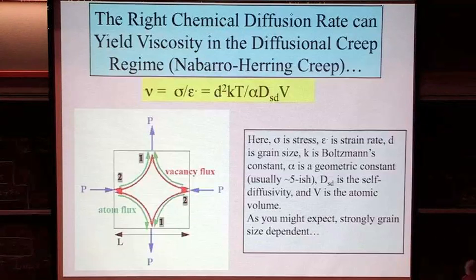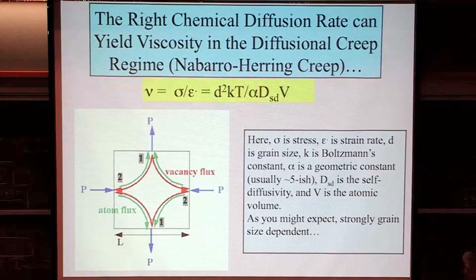Okay. So the one thing is that the right chemical diffusion rate can also yield viscosity in a diffusional creep regime. That's Nabarro-Herring creep, where viscosity is equal to stress over strain rate. And that's equal to the grain size squared, which is an interesting dependence, times Boltzmann's constant times temperature, divided by a geometric constant times the self-diffusivity and an atomic volume in here. What is this all about?